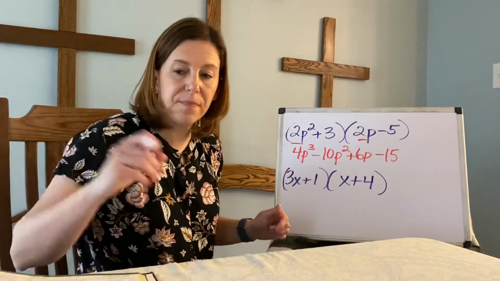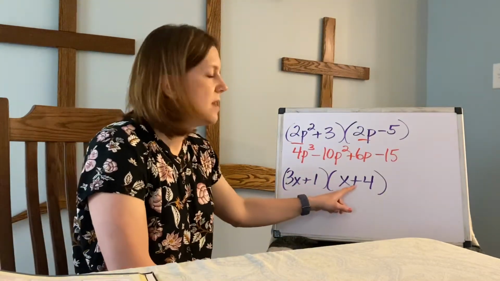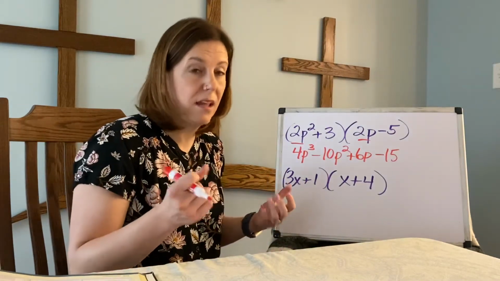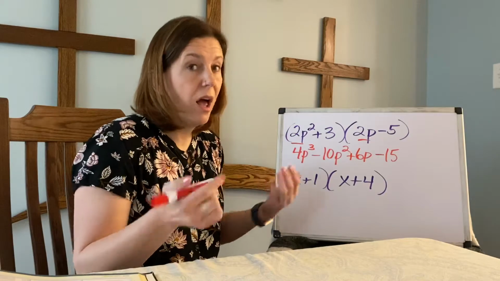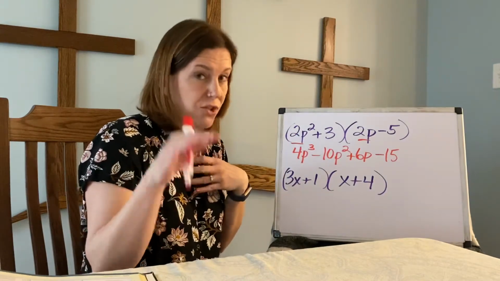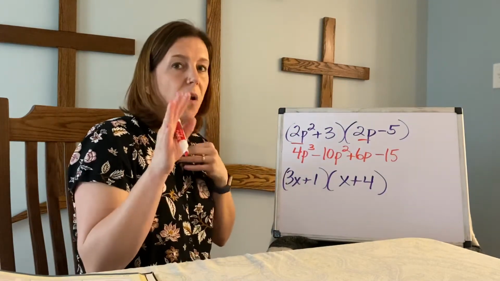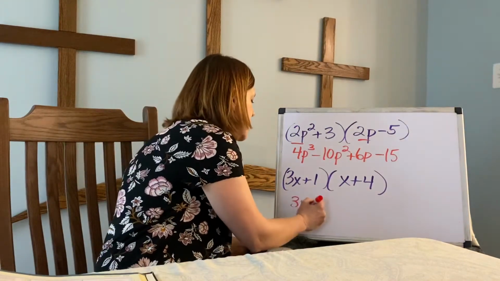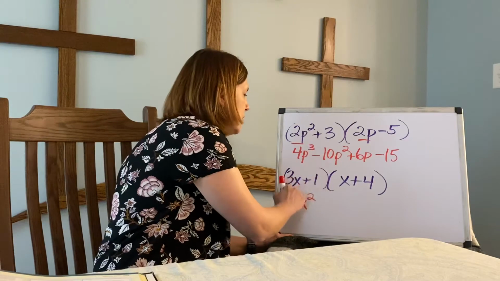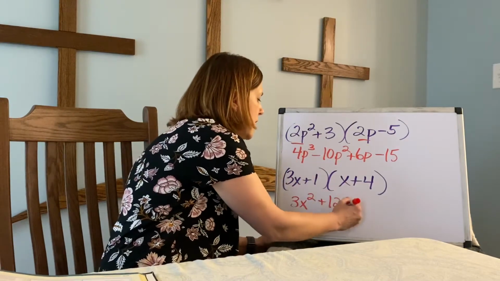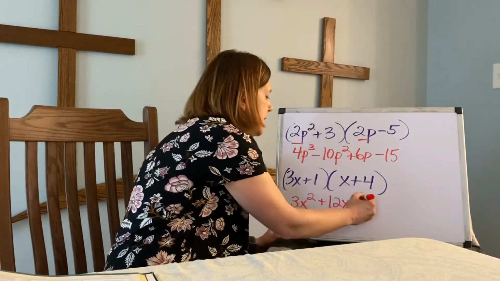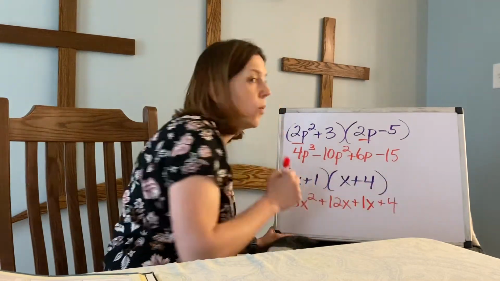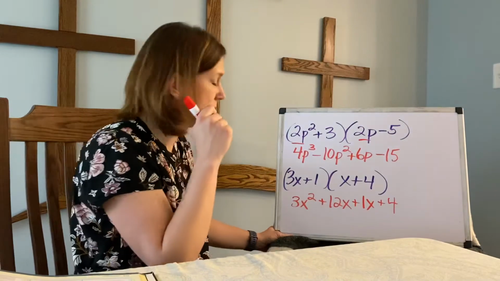The second one, I have 3x plus 1 times x plus 4. Again, you can be using any method that you'd like. You should be getting the same answer. I prefer the FOIL method, and I do think it's the fastest. So that's how I'm going to give my answers. First gives me 3x squared. Outsides gives me 12x. Insides gives me 1x. Lasts gives me 4. Remember, we're multiplying these terms.